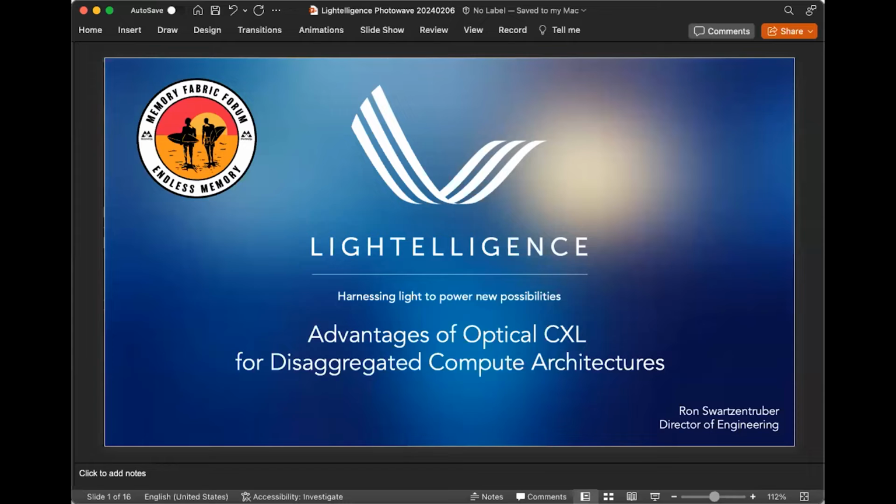And we're going to talk about the advantage of using Optical CXL for disaggregated compute architectures. It's been a great day so far with all of the presentations. And now we'll take it a step further and talk about connectivity.